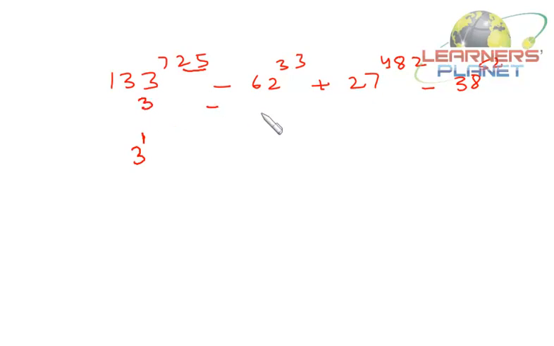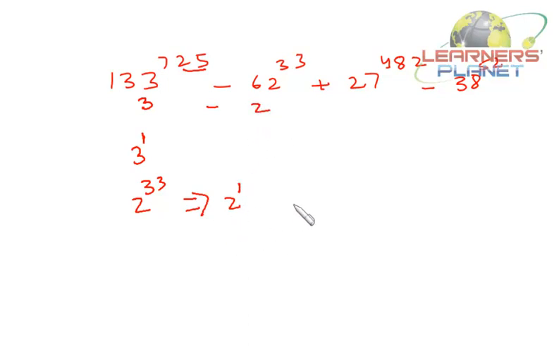Similarly, we take the case of 62 raised to 33. So we have to calculate the unit digit of 2 raised to 33. If 33 is divided by 4, we'll get 1 as the remainder. So the unit digit will be the same as 2 raised to 1, which will be 2.